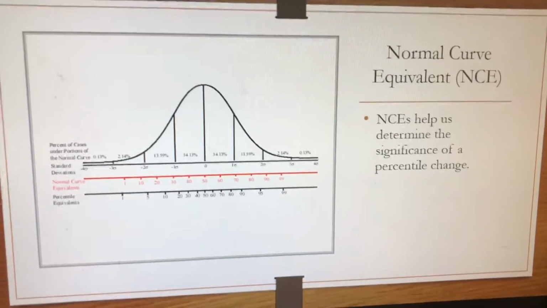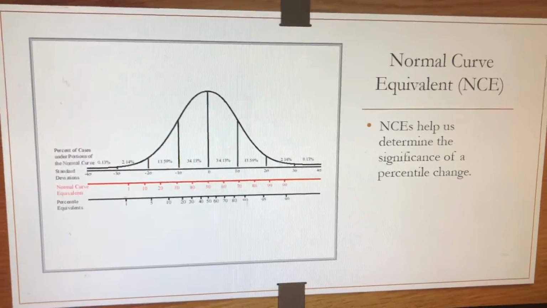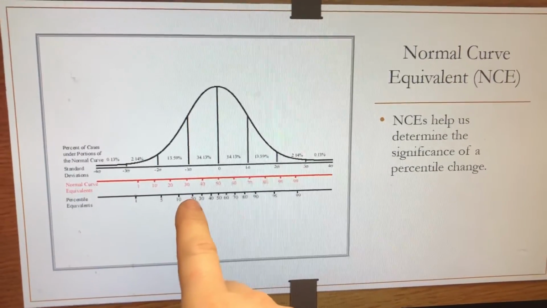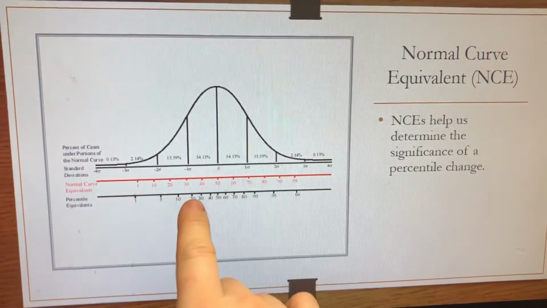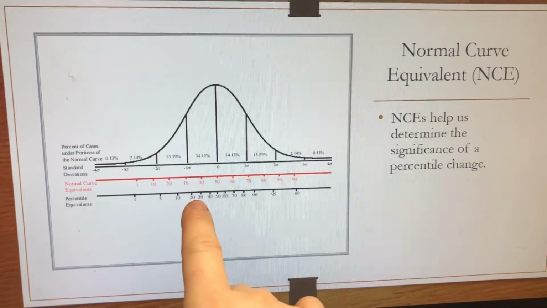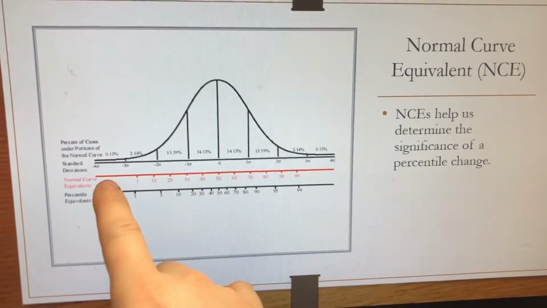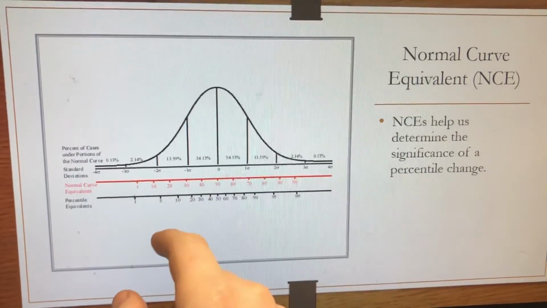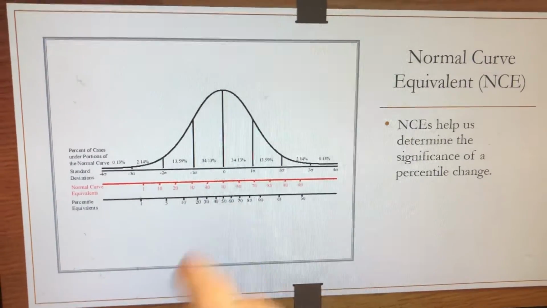Normal curve equivalents help us to determine the significance of a percentile change. Because we know that moving from the 10th to 20th is a different degree of significance than the 20th to the 30th, this line up here, this red line, equally breaks it up so that you can make an apples to apples comparison of percentiles.